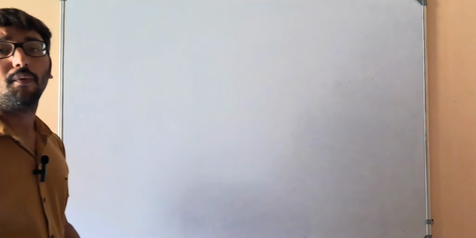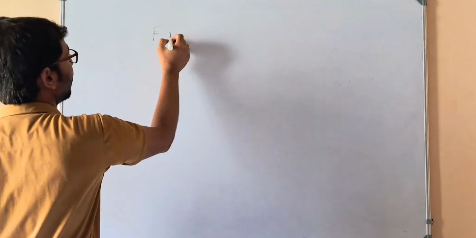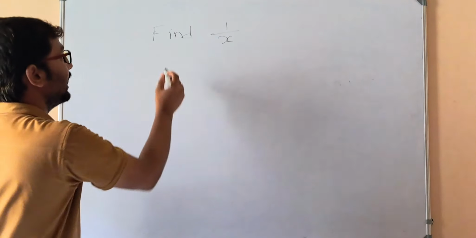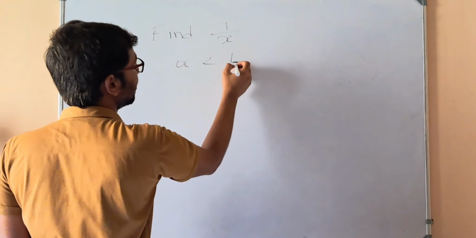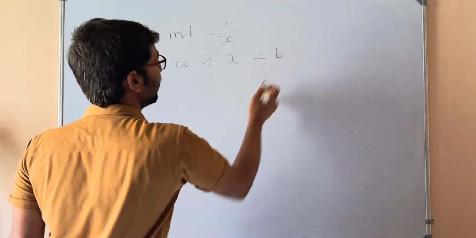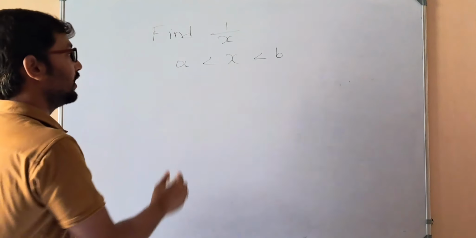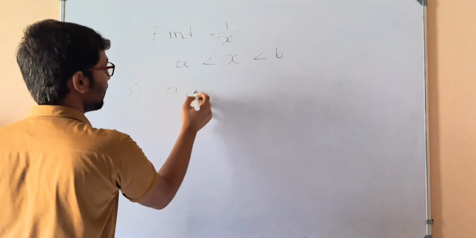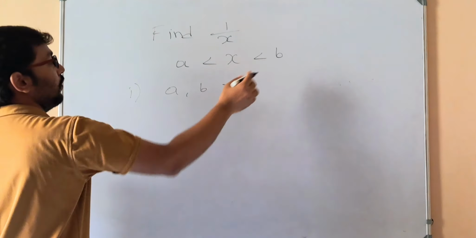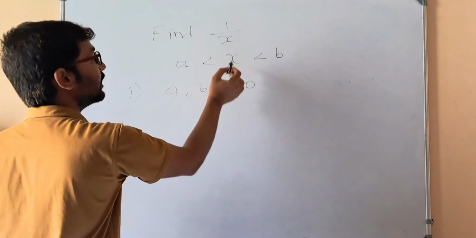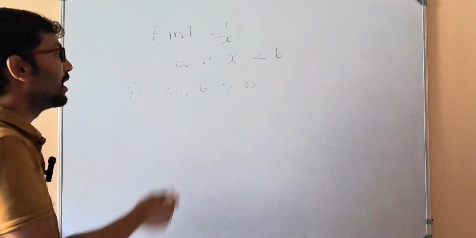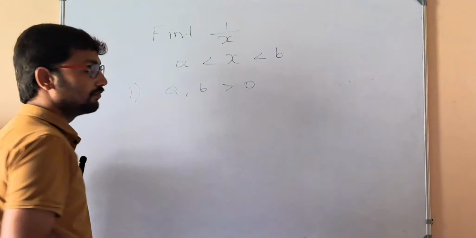Now, finding 1 by x for given values of x. If a is less than x less than b, here we have a few cases, friends. The first case is a, b greater than 0. If both are greater than 0, then what will it be? These are the x values, from a to b. I need the 1 by x value. So what will be the value of 1 by x if x values are from a to b? That is the question, friend.